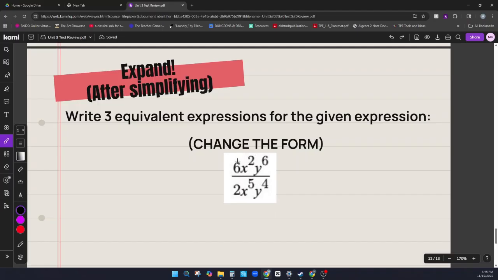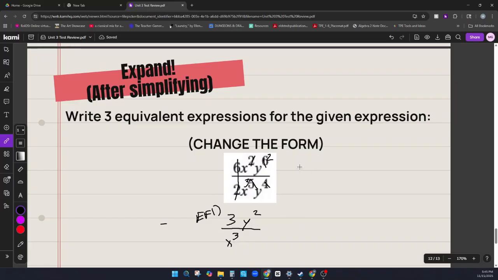What I mean by that is that I know that 6 divided by 2 is going to give me 3. I know that x squared divided by x to the 5th is going to give me x to the 3rd on the bottom. And I know that y to the 6th over y to the 4th is going to give me a y squared on top. All I did was simplify using my exponent rules in order to get my simplified version here. And already this is an equivalent form, so we'll call this EF1. And in order to rewrite this, I could expand out my parentheses.